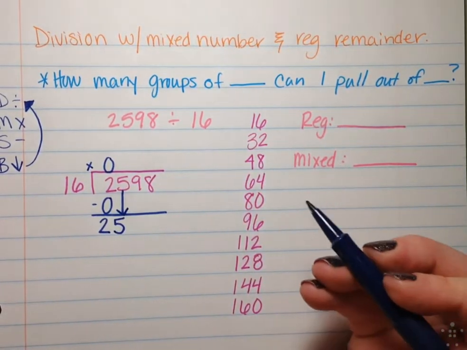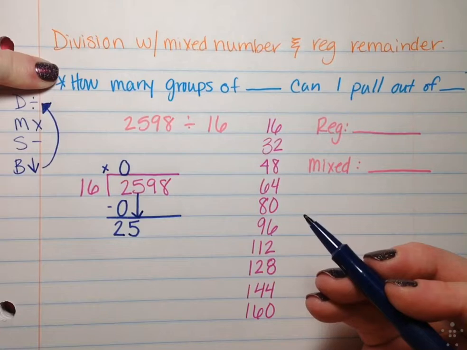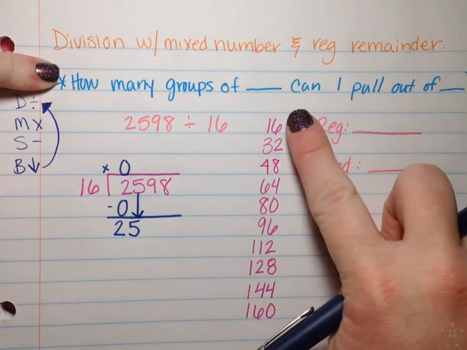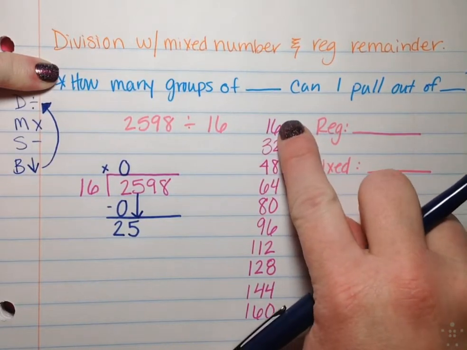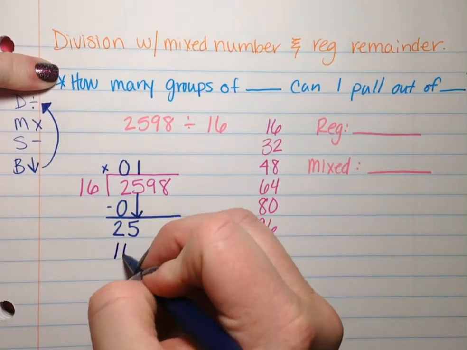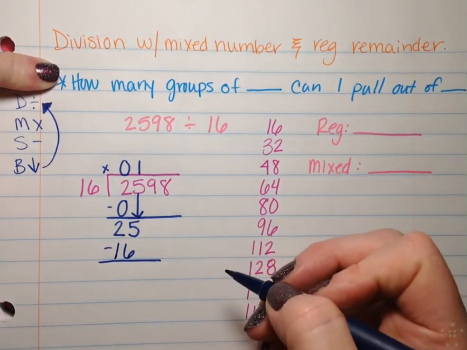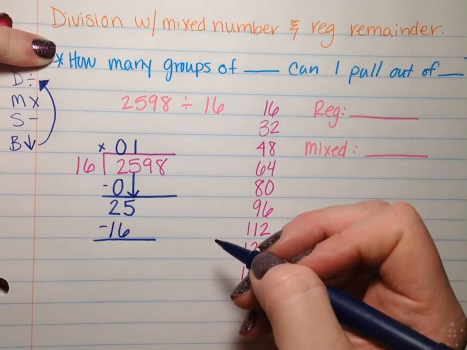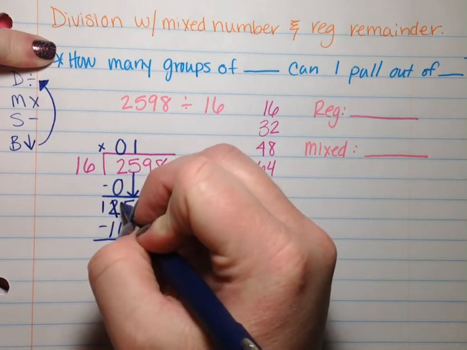Okay, because I brought down, I'm going to go all the way back up and divide. Ask myself the question, how many groups of 16 can I pull out of 25? My multiples, there's 1, there's 2. Oh, that's too many. I'm going to jump back to 1. 1 group of 16. Multiply, subtract. 5 minus 6 is 1? Is 5 minus 6 1, you guys? No, it is not. We need to borrow. Don't forget to borrow. Don't let that throw you off.